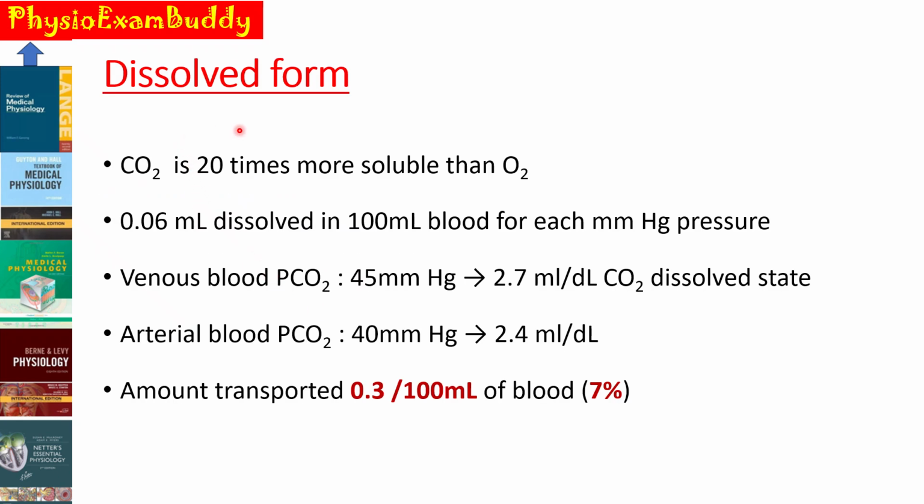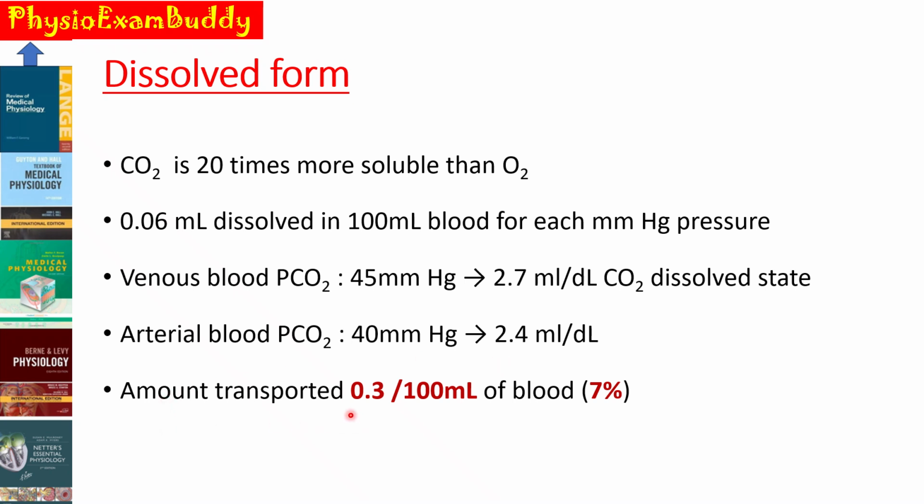First of all, we will see the dissolved form. Carbon dioxide is 20 times more soluble than oxygen. So 0.06 ml of carbon dioxide will be dissolved in 100 ml of blood for each millimeter of mercury pressure. So the venous blood with PCO2 of 45 millimeters of mercury contains around 2.7 ml per deciliter of carbon dioxide in the dissolved state, whereas the arterial blood, with a partial pressure of carbon dioxide of about 40 millimeters of mercury, contains about 2.4 ml per 100 ml in the dissolved state.